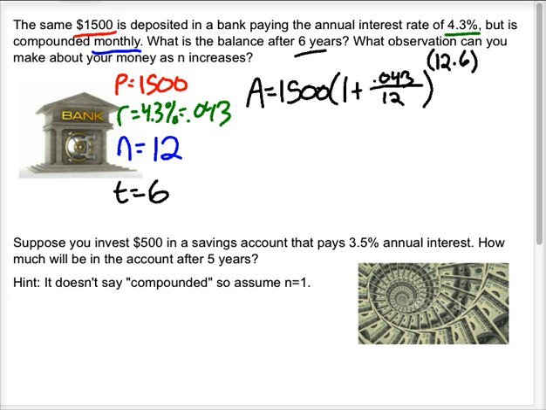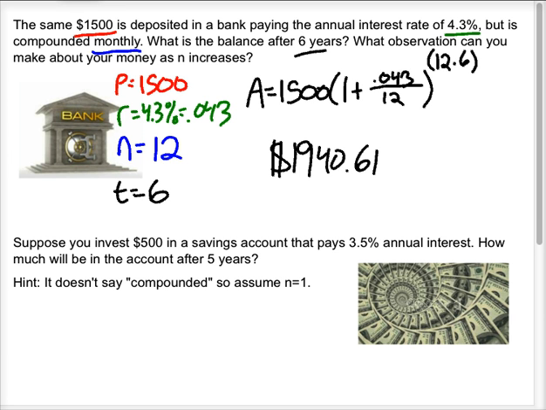Now, again, please follow along. Please try this out in your calculator to make sure that you can get the same answer that I am about to get. And what you should get is $1,940.61.